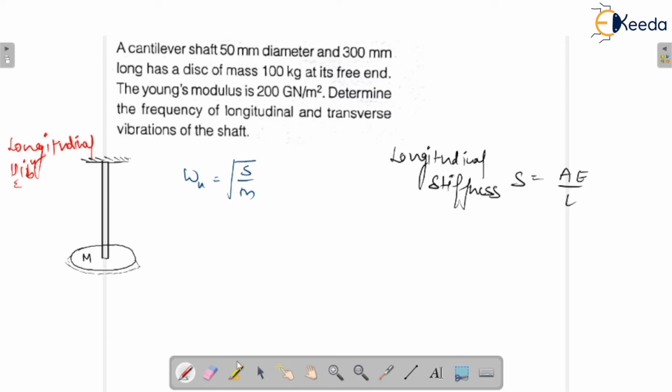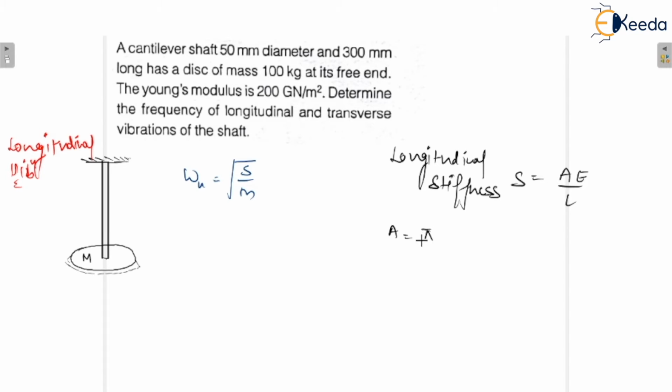So what is A? A is the area of the shaft, because this is the stiffness of the shaft, so that's why area is considered for the shaft, and E is the Young's modulus of the shaft material, and the length of the shaft is L. So we will calculate one by one. The area is pi by 4 d square, and the value of diameter is given in the question.